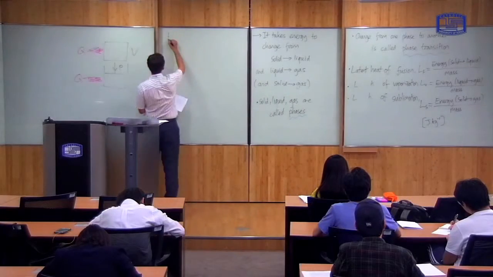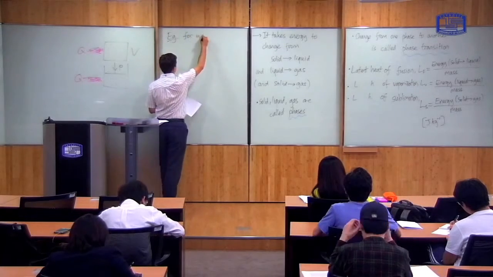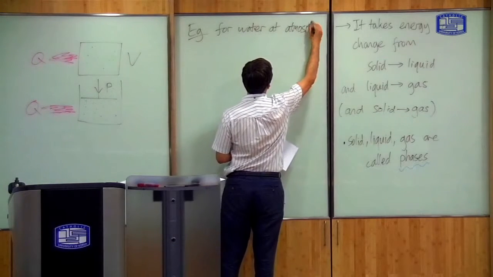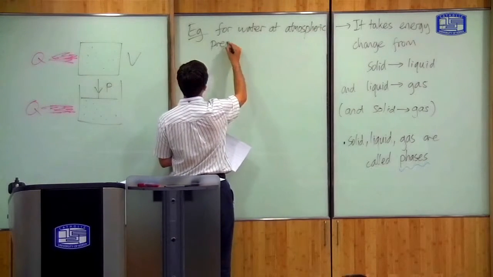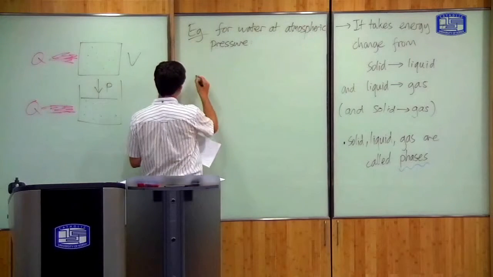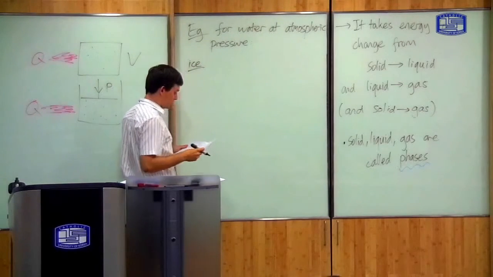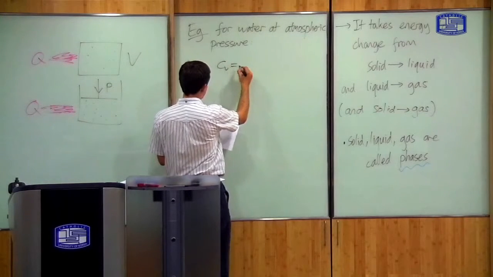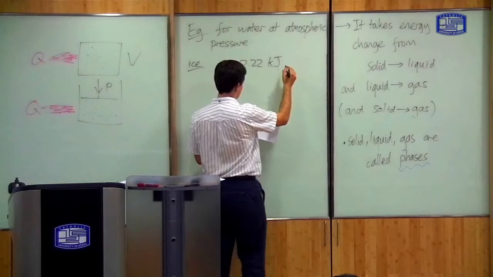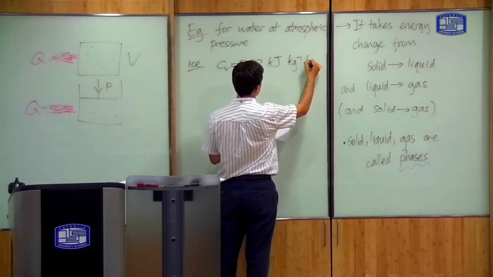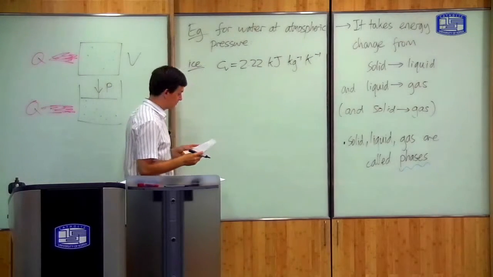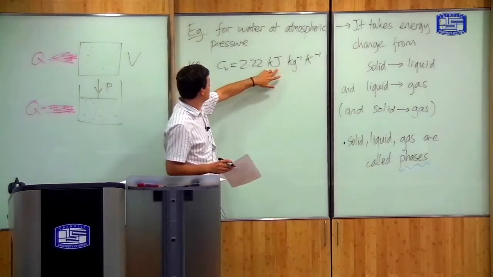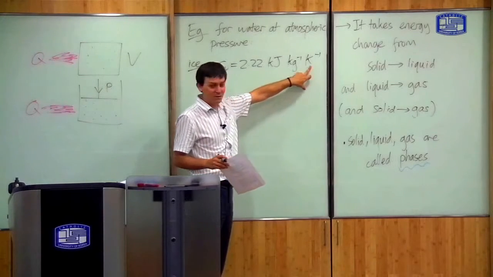So I want to give you some examples of what these numbers look like. I'm going to give them to you for water at room pressure, at atmospheric pressure. Okay. So first of all, when you heat the ice, the heat capacity CV is 2.22 kilojoules per kilogram per Kelvin. So that means it takes 2,220 joules to increase the temperature of 1 kilogram of ice by 1 degree.